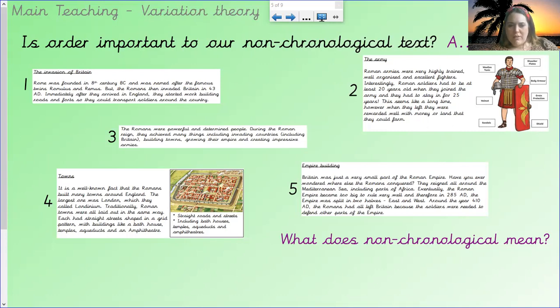However, there is one paragraph here which I think we probably do want to have at the beginning. Which paragraph would that be? Can you spot it? I think it's this one. This is the introduction, really, isn't it? The Romans were powerful and determined people. During the Roman reign, they achieved many things, including invading countries, including Britain, building towns, growing their empire, and creating impressive armies. I think that needs to come first, but then it doesn't really matter which way round the other paragraphs go because it's non-chronological. It's not written in time order. As long as the introduction goes at the beginning and the conclusion, if there is one, goes at the end, then we're okay.